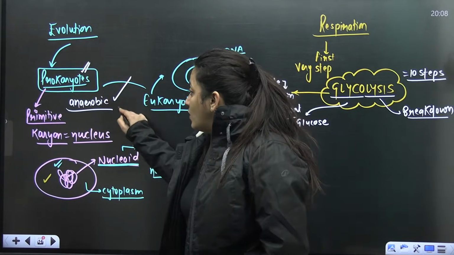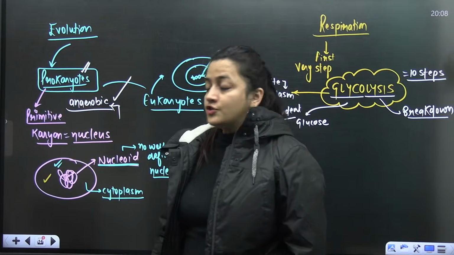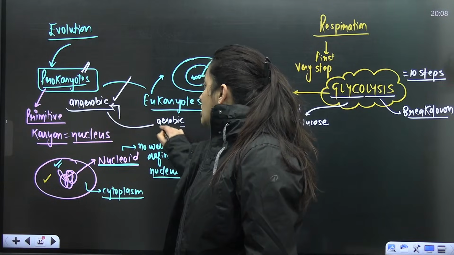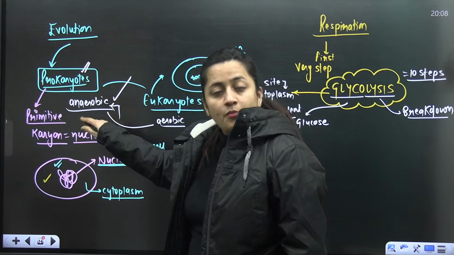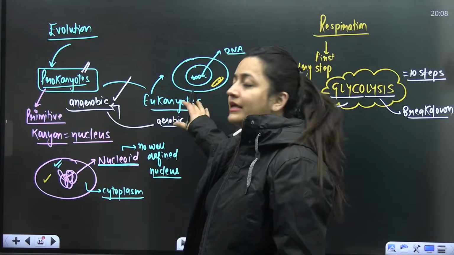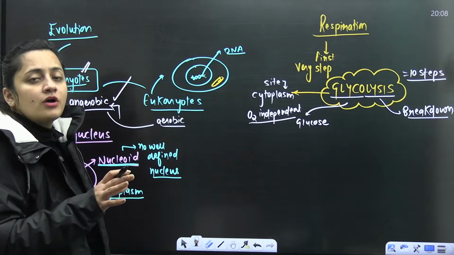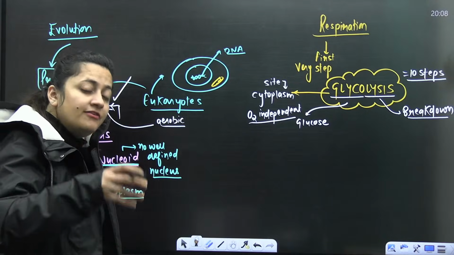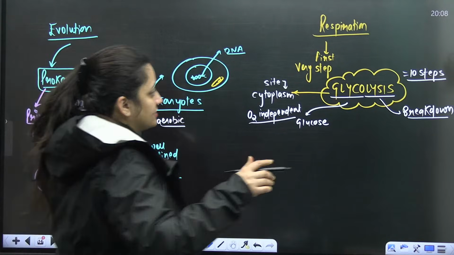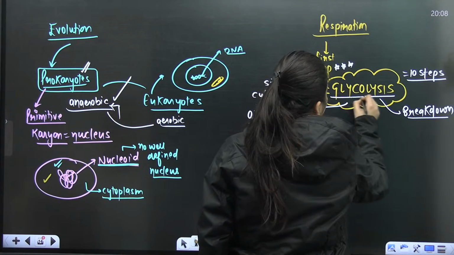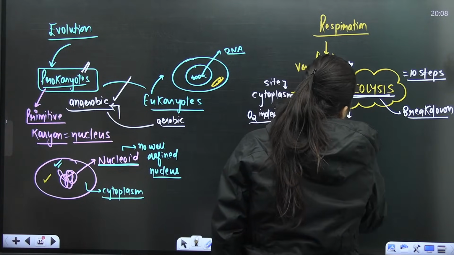So what happened was that anaerobic organisms were there initially, and from the anaerobic organisms, aerobic organisms evolved. So in prokaryotes also, first anaerobic, then aerobic prokaryotes, and then finally eukaryotes developed. So here you can see, even if you are talking about the aerobic organism or the anaerobic organism, you will see that the very first step of respiration is glycolysis, which is common to both.